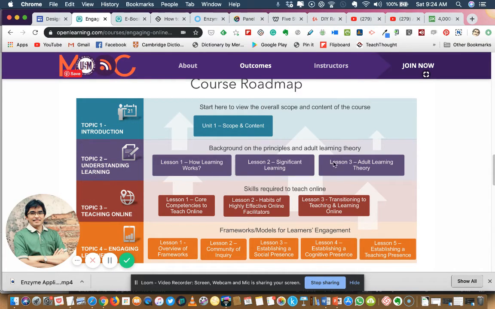And there are 3 lessons here. And this will give the background of the principles and adult learning theory. So lesson 1 is about how learning works. Lesson 2 about significant learning. Lesson 3 about adult learning theory.